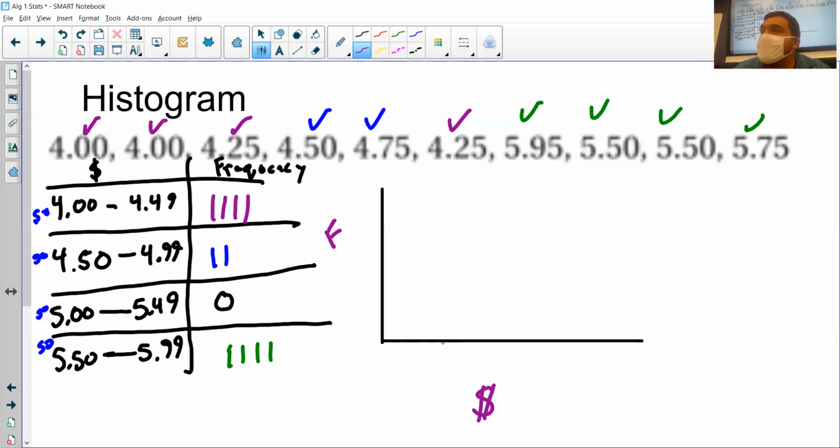So we're gonna make the tick marks for the bar graph. Here, it's gonna be from 4 to 449. I'm gonna put a little line here to separate it. Next one, 4.5 to 499. Then the next one, 5 to 549.